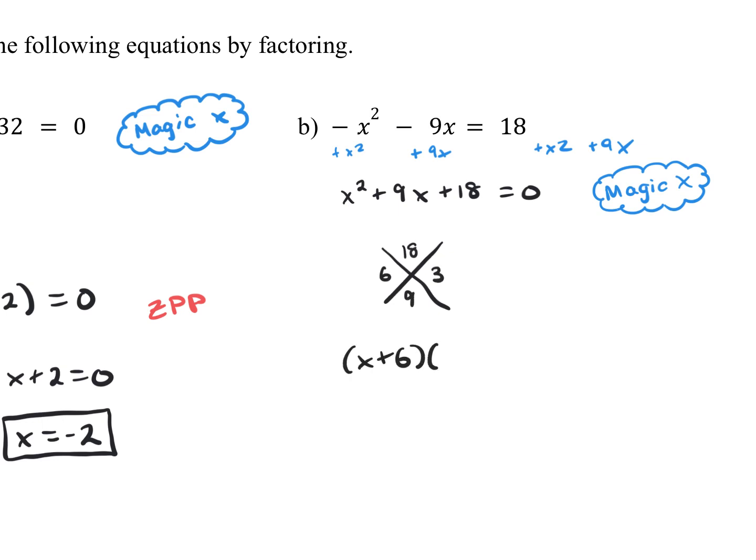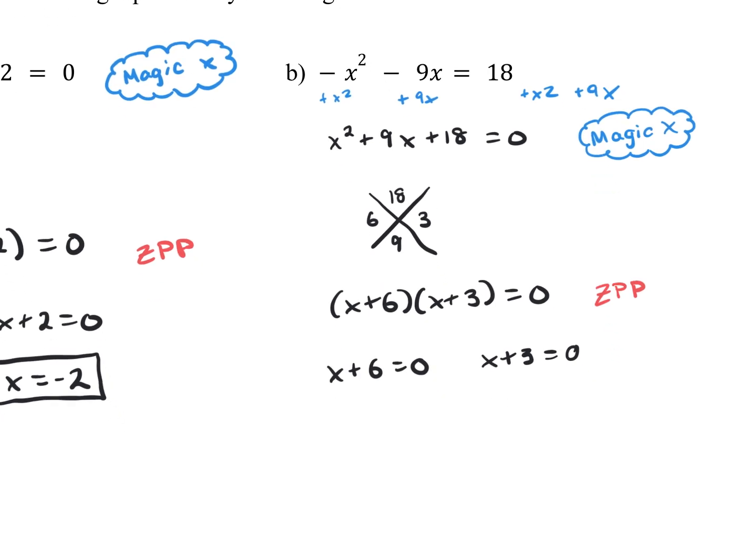So x plus 6 times x plus 3 equals 0. You cannot lose your equal sign. From here, let's move on to zero product property. So I would again like you to show this step. You need to show this step where you set each factor equal to 0 separately, and then from there you can finish solving. So we get x equals negative 6 and x equals negative 3.